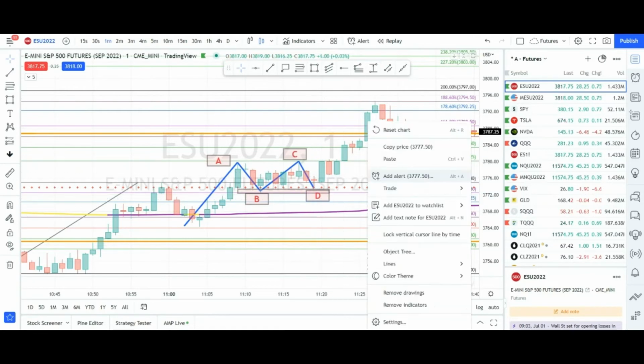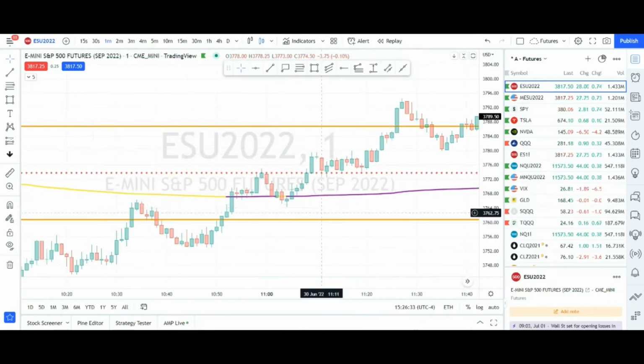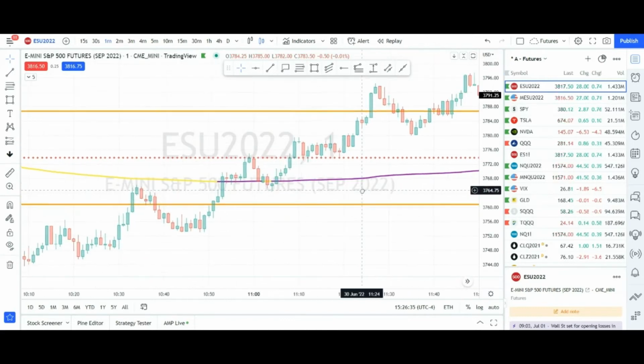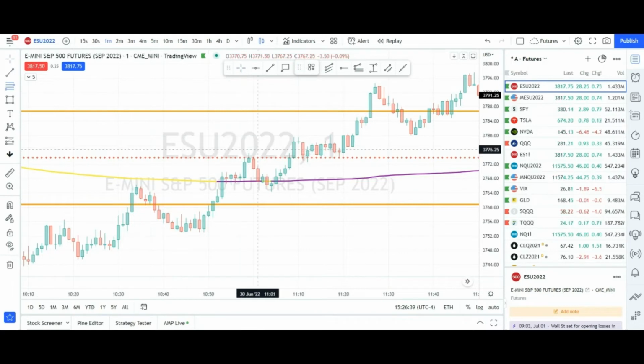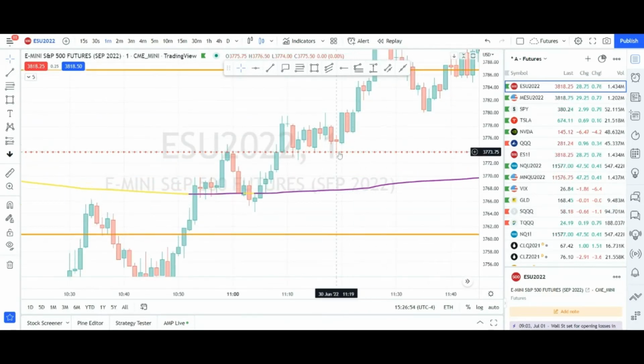Okay, so I will show you with the small levels that the price came down, didn't break the 61.8 retracement. In this way the ABCD pattern is really good. The price took support just over this mid level.